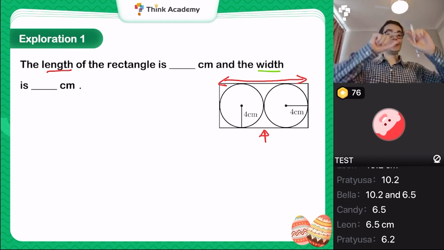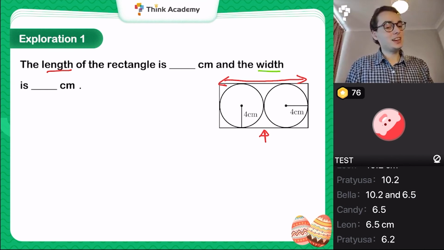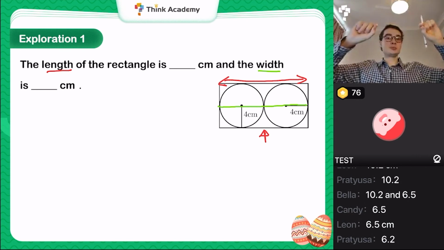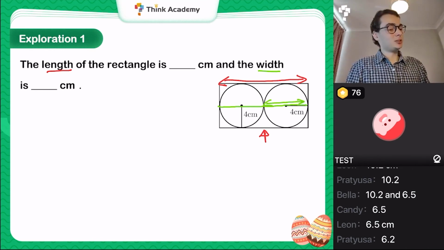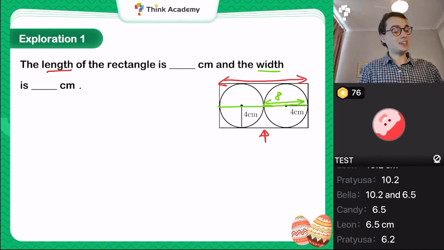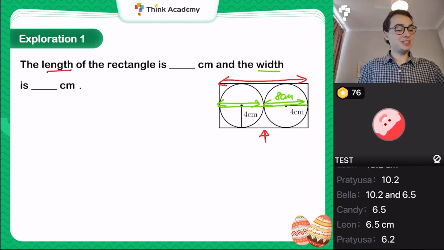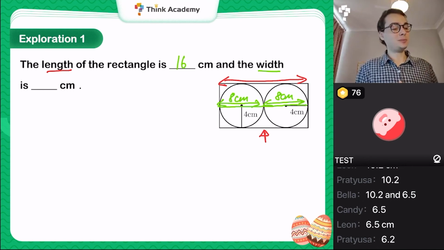So we can spot that the distance, the length all the way across the rectangle, if we draw that in, say, the middle of the rectangle, then it's just going to cut across both of the circles through their centers. And so the overall length of this rectangle will just be made up of 2 diameters, 2 circle diameters. Okay, so like Pratyusa said, a diameter is just going to be twice the radius. 2 times 4 is 8 centimeters. So both of the circles will have that diameter of 8 centimeters, which will give us an overall length of 2 lots of 8, or 16 centimeters.